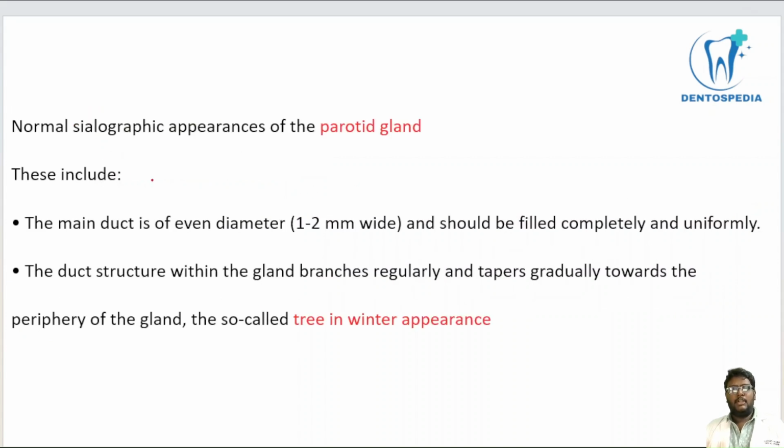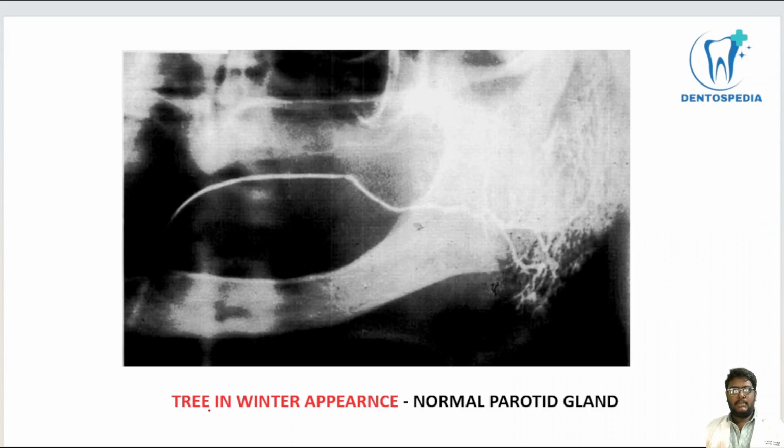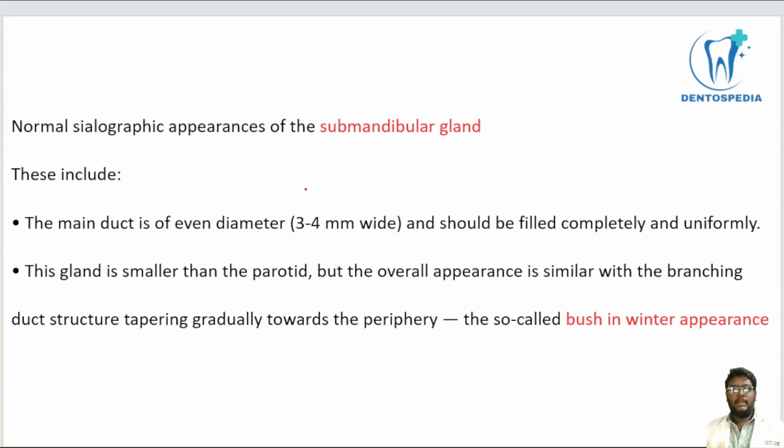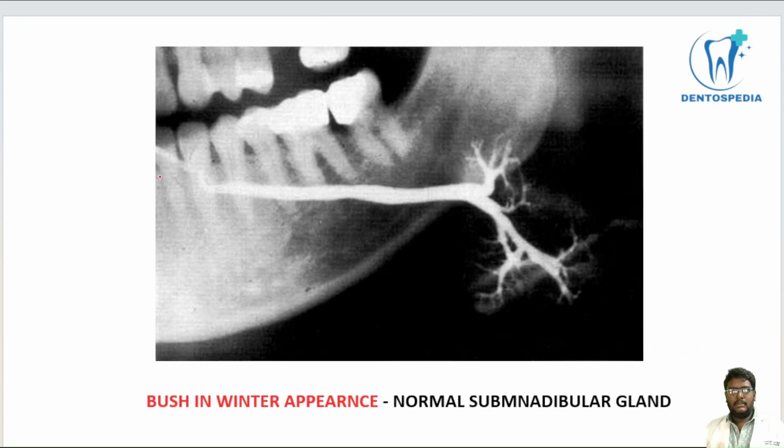And what are the normal sialographic appearances of different glands? Coming to the normal sialographic appearance of the parotid gland, it is called the tree in winter appearance. So tree in winter appearance is an important MCQ. The gland will look like this if the contrast medium is injected. And coming to the normal sialographic appearance of the submandibular gland, it is called the bush in winter appearance. So this is the sialographic appearance. You can see the contrast media, and it will light up the gland. This is an important MCQ.